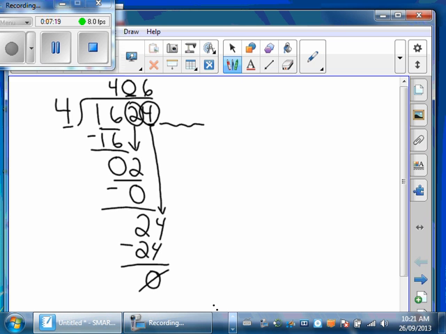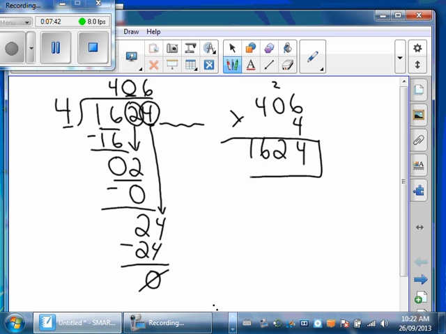So what we're really saying is that 1624 will divide by 4 406 times. Now the counter of that to check and see if we're right would be, well, if we took 406 and multiplied it by 4, we can see that 4 times 6 is 24. We can see that it in fact equals 1624.